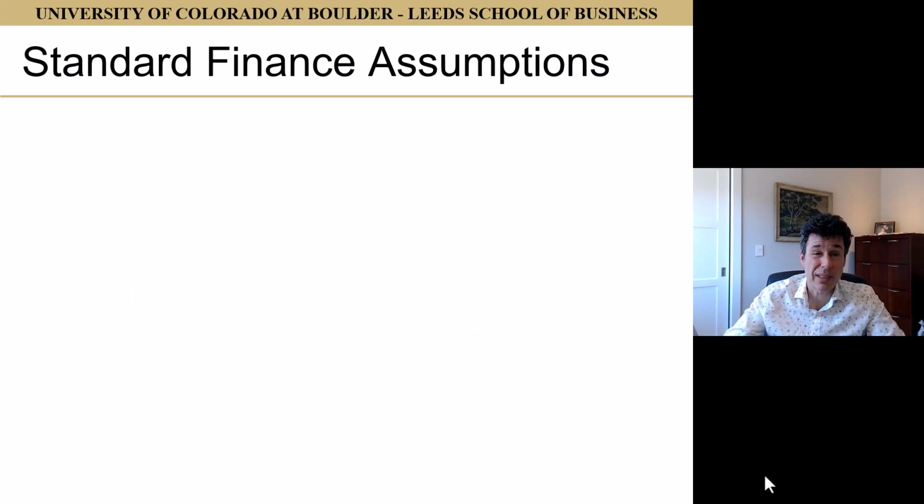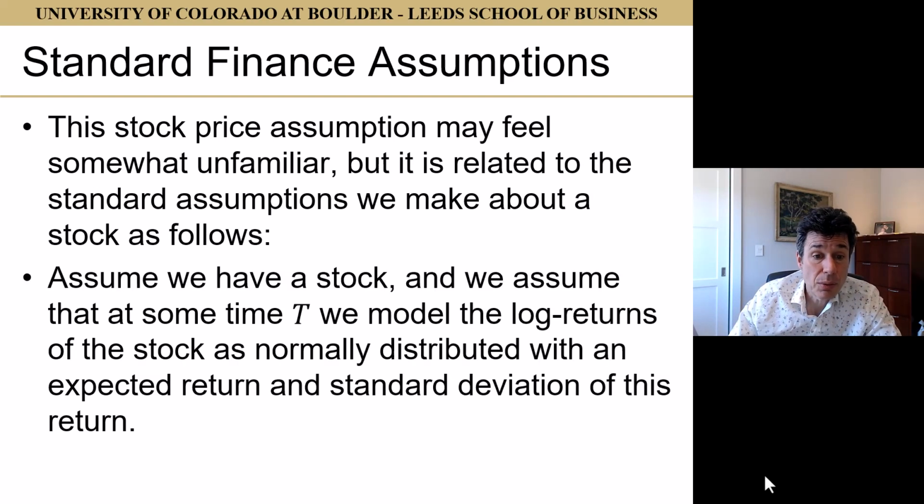Okay, so let's just take a step back though and actually think about those standard finance assumptions, because these are a little bit different. We have this drift term rather than an expected return. So assume we have a stock, and we assume that at some time t, we model the log returns of the stock as normally distributed with an expected return and a standard deviation of this return. So this is what we normally assume about our stock. That could be 6 months from now, we expect to make 12% on the stock, and the standard deviation of that 12% is 20%.